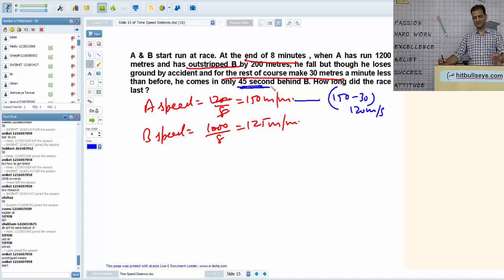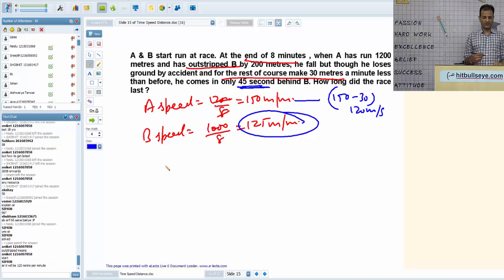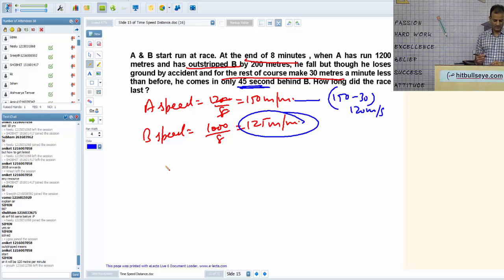How long did the race last? Now friends, see here, we know the speed, we are not aware of the time, and we are aware of the distance. Speed into time is distance. Now here I am writing the equation. What is B's speed, friends? 125. A was outstripped, beaten by 200 meters. Now, A's speed, Simon, will be 120 meters per minute.